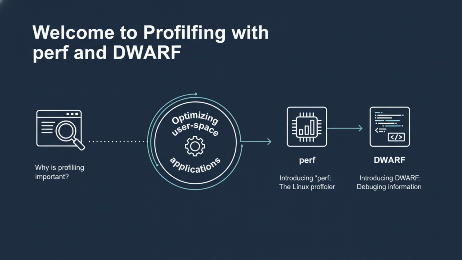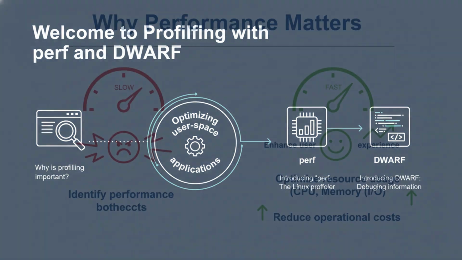In the complex world of software development, identifying and resolving performance bottlenecks is paramount. Today, we'll explore two powerful tools in the Linux ecosystem: perf, the versatile performance analysis tool, and DWARF Debug information, which provides the crucial context needed to make sense of perf's raw data. Together, they form an indispensable duo for anyone looking to truly understand and optimize their applications. This lesson will equip you with the knowledge to leverage these tools effectively, helping you write faster, more efficient software.